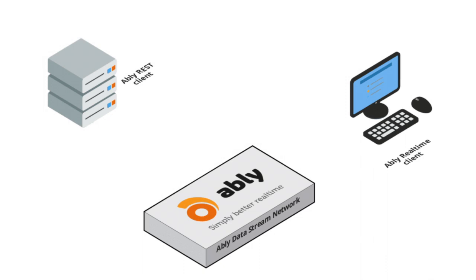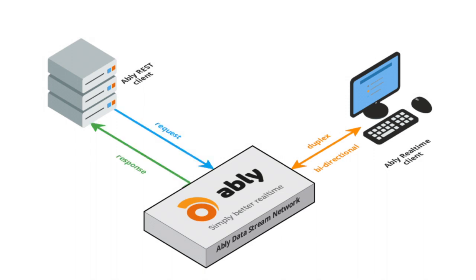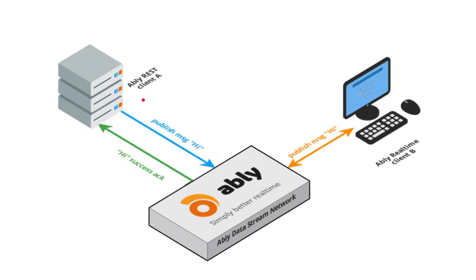Consider a scenario where we have a REST client and a real-time client, both connected to the Ably data stream network. Now, of course, the real-time client is connected over a bidirectional duplex connection, such as WebSockets, whereas the REST client communicates with Ably via HTTP requests. Let's say we'd like client A to publish a message to client B via Ably's channels.